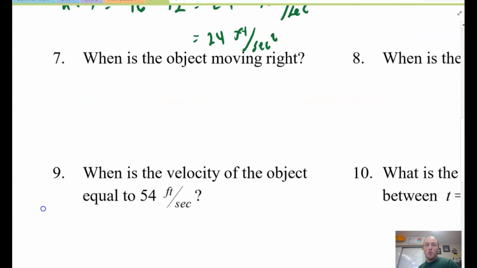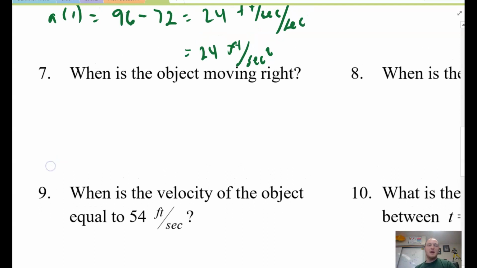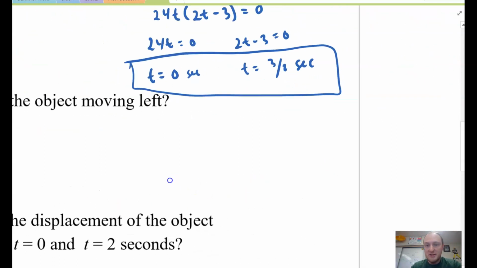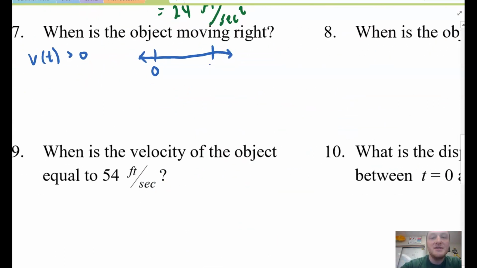All right, number 7. When is the object moving right? Okay, and this is a positive velocity. So what we want to know is when is our velocity, v of t, greater than 0? And what we're going to do right now is a sign chart. That's supposed to be a straight line. Here is 0. I know the object's not moving, right? We just determined this. This is when the object's at rest. When else is it at rest? Well, it's at rest at a second and a half.